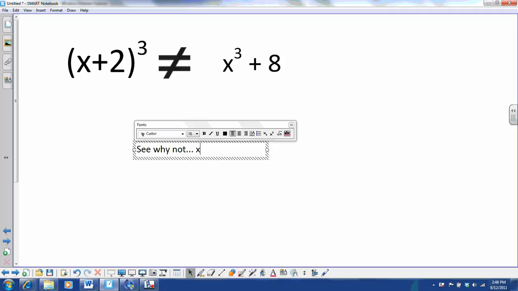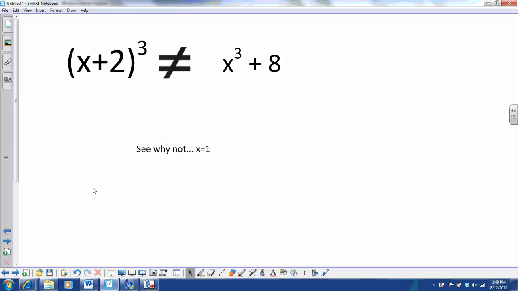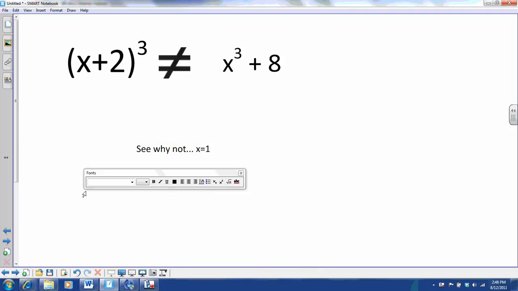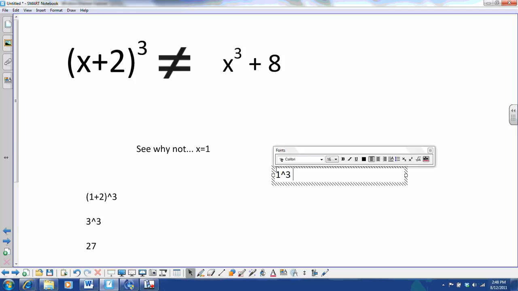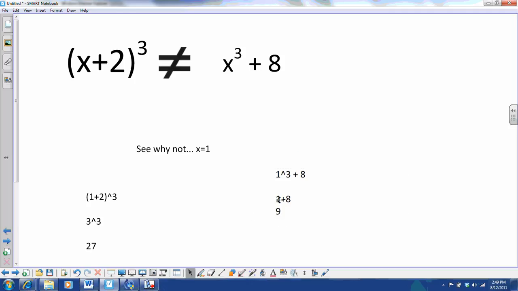Let's use x equals 1. So if we use x equals 1, on the left side of the equation we have 1 plus 2 to the third power, and that's equal to 3 to the third power, which is 27. If we plug in a 1 over here on the right side of the equation, we get 1 to the third plus 8, which is 1 plus 8, which is 9. So just from one example, we can see that this is not true.